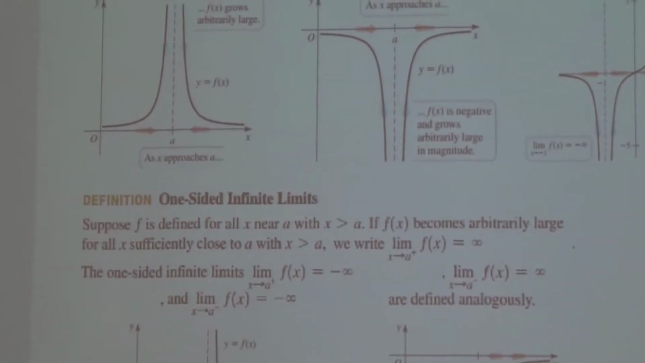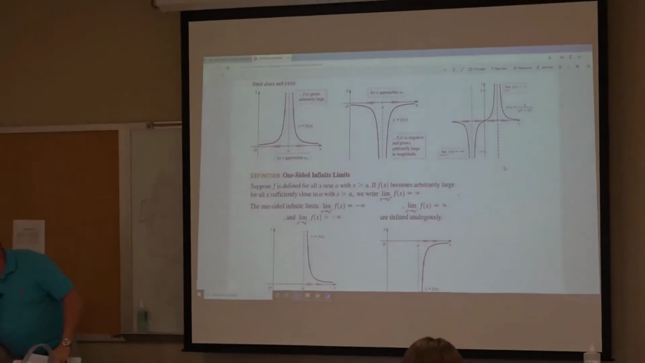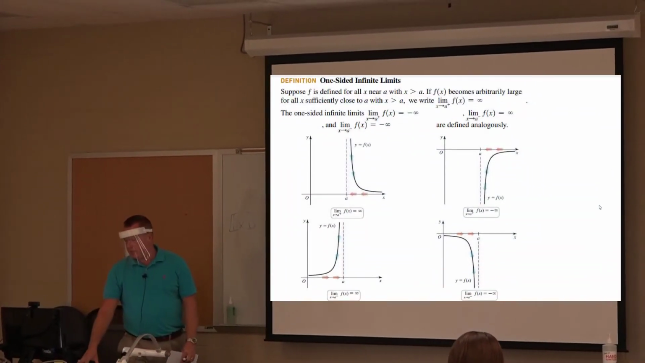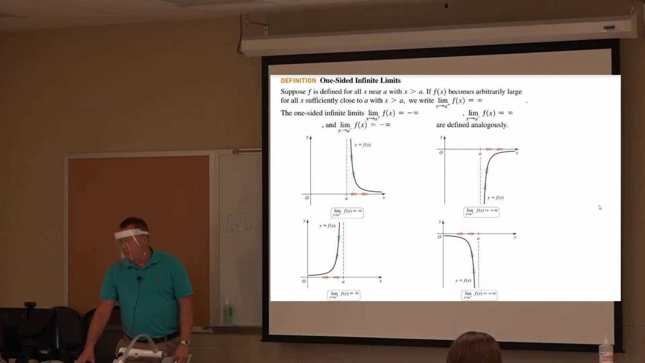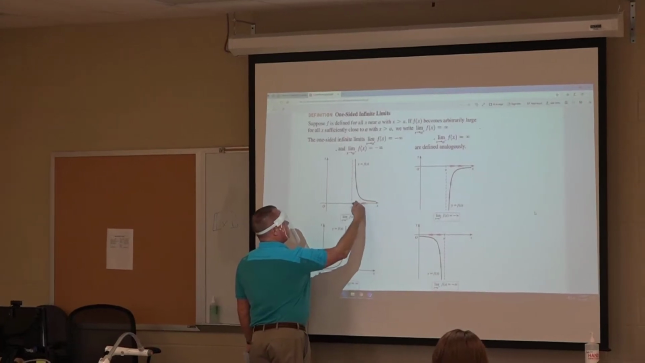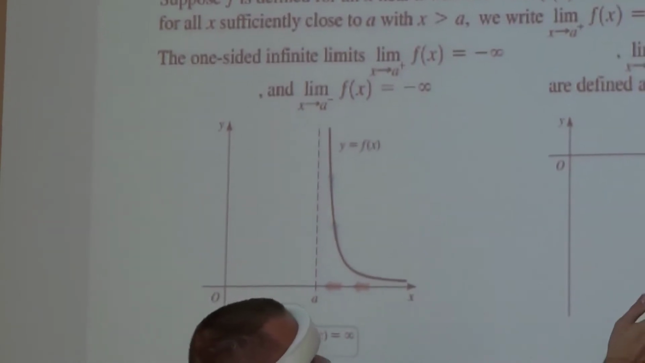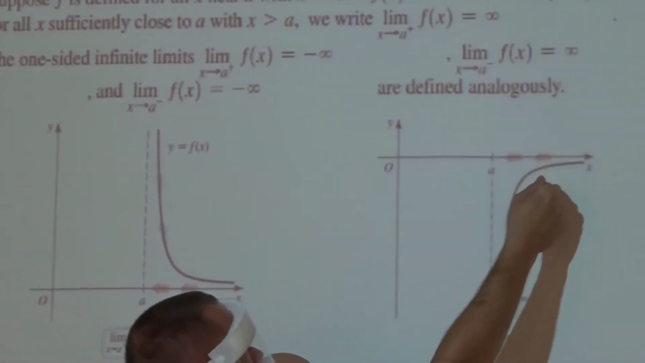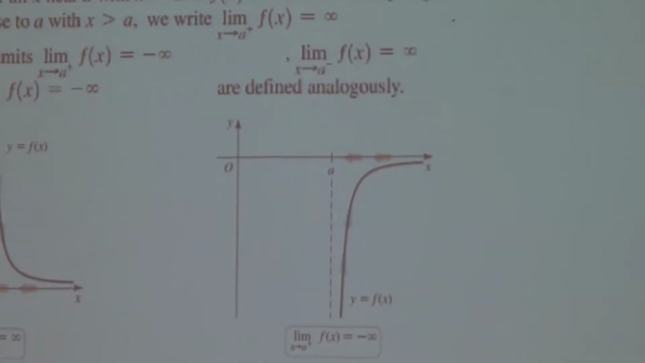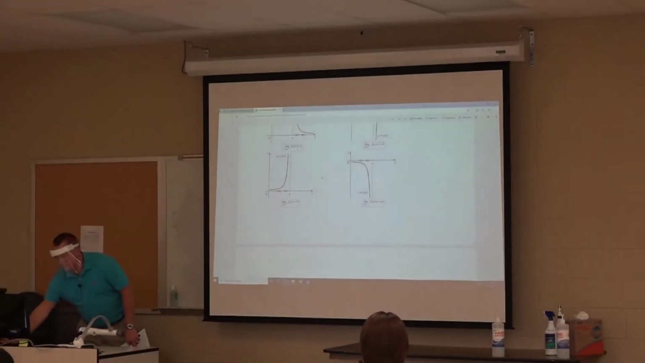One-sided limit. Suppose f is defined for all x near a with x greater than a. If f of x becomes arbitrarily large for all x sufficiently close to a with x greater than a, then we write that. So same thing with one-sided. If I'm just looking at it from the left, we could say that approaches infinity. If it's this one and I'm approaching from the left, that one would be approaching negative infinity. And then the same thing with these two here. Questions about that?